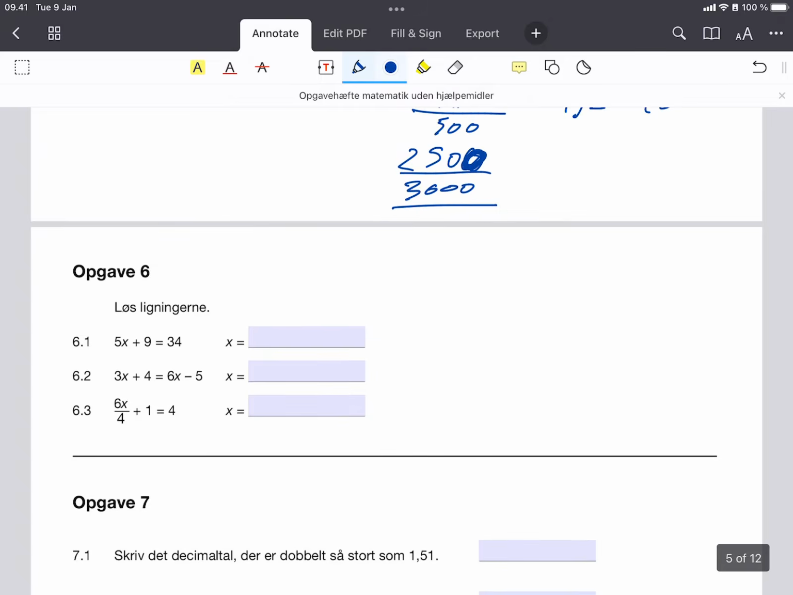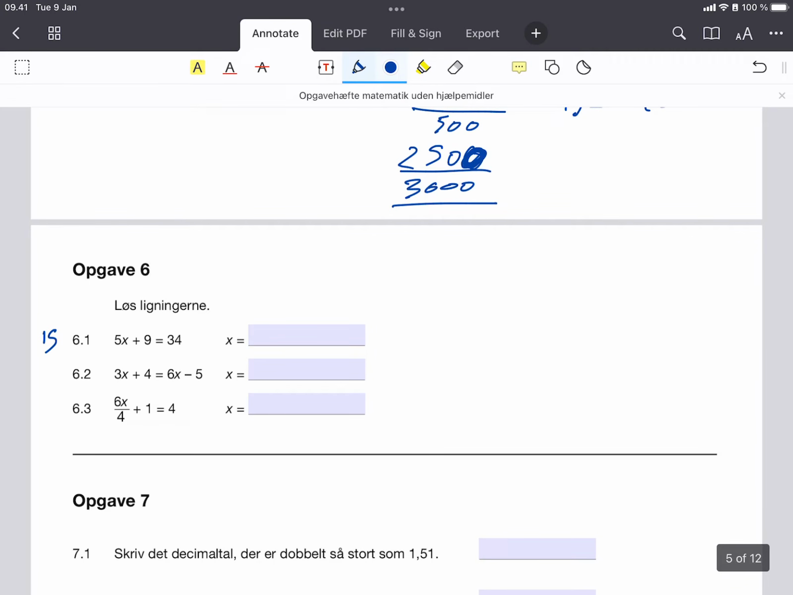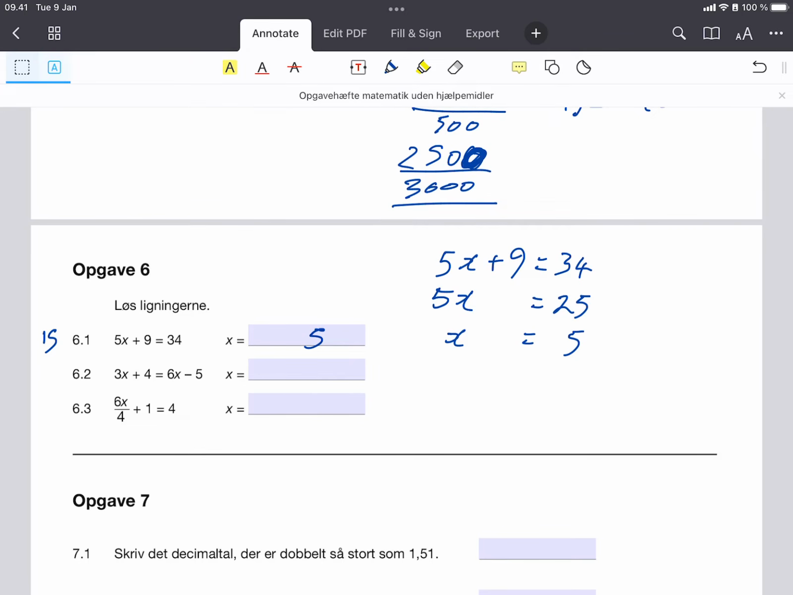Okay, question 15, and we're on to algebra. 5x plus 9 equals 34. I'd like to get the x bit on its own. So I'm going to take away the 9 from both sides, giving me 5x equals 25. I just want to know what x is, so I'll divide everything by 5, and I get x equals 5. Okay, just tidy up a bit there.